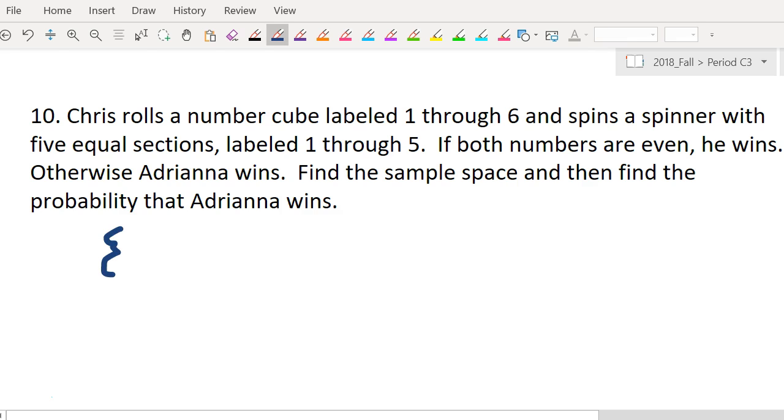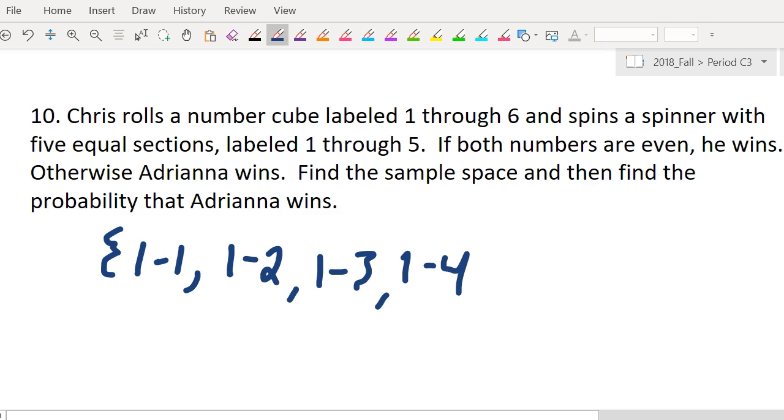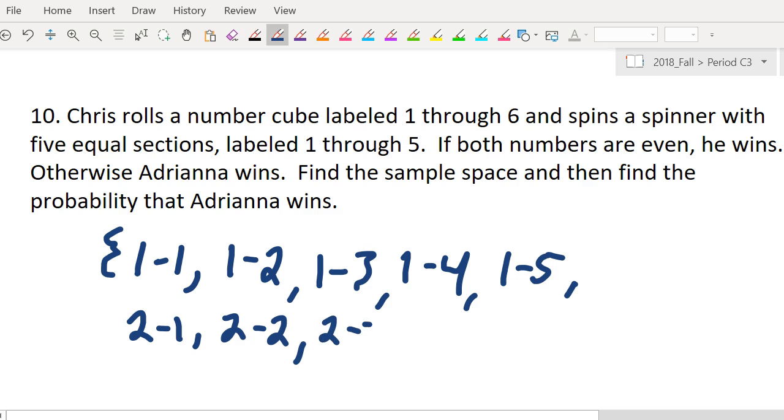Now remember, your sample space has to start with a bracket. Then you're going to do all the different things that you could have landed with a 1 first. So 1, and then spun a 1. So 1 and 1. That's going to look like an 11. Let's do 1-1. Then 1-2, and then 1-3, 1-4, 1-5. Alright, then what? 2-1, 2-2, 2-3, 2-4.